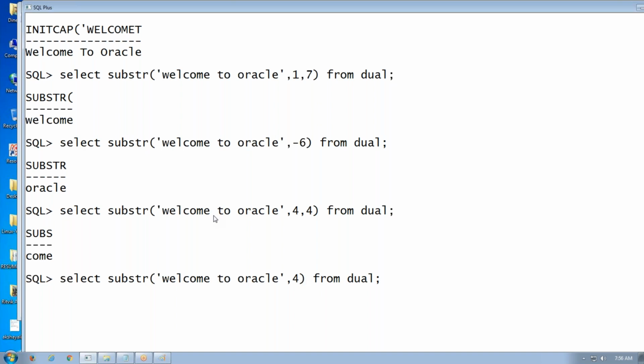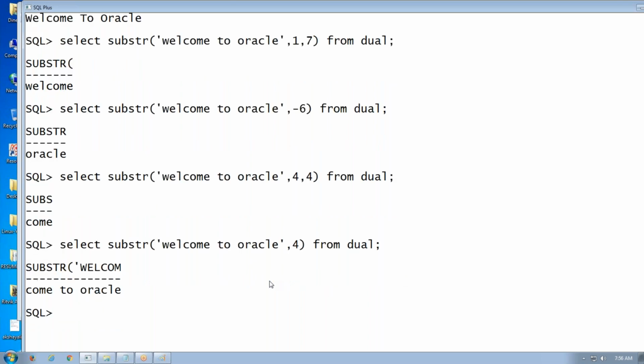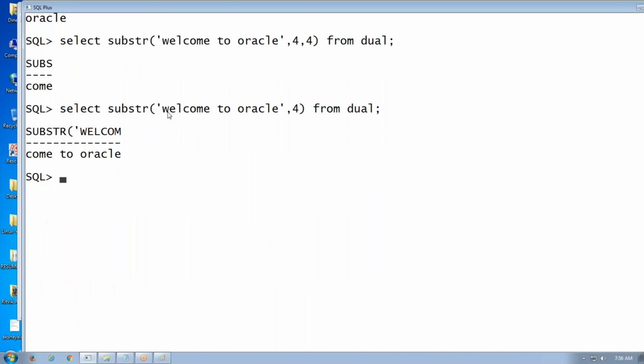The substring is printed from the beginning position till the end of the line. Why? Because you are not specifying any last position, so it is printing up to the end of the string. Hope you understand. So you can display a specific substring either from the beginning of the string, or from the end of the string, or from the middle of the string.